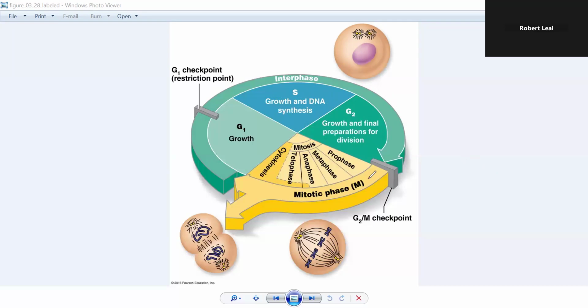Now, once everything's copied, we're going to go ahead and start separating the contents, the chromosomes. So that's when you go through what's called mitosis. And the substages of mitosis in order are prophase, metaphase, anaphase, and telophase. Cytokinesis typically isn't part of mitosis. It's the end stage of it. Cytokinesis means the movement of the cells into two new cells, right? You need to separate cyto, cell, kinesis, movement.